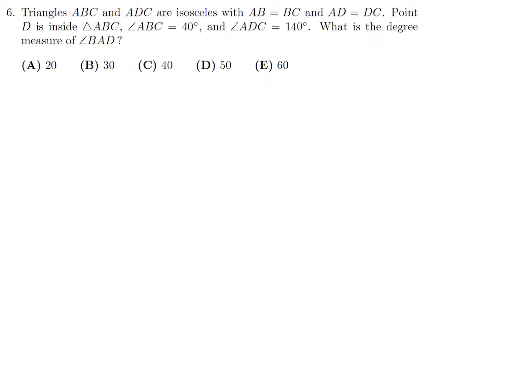Triangle ABC and ADC are isosceles with AB equal to BC and AD equal to DC. Point D is inside ABC. ABC is 40 and ADC is 140. What is the degree measure of BAD?